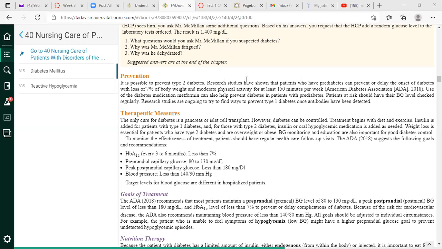Use of the diabetes medication metformin can also help patients with prediabetes. Patients at risk should have their BG levels checked regularly. Research studies are ongoing to try and find ways to prevent type 1 diabetes.